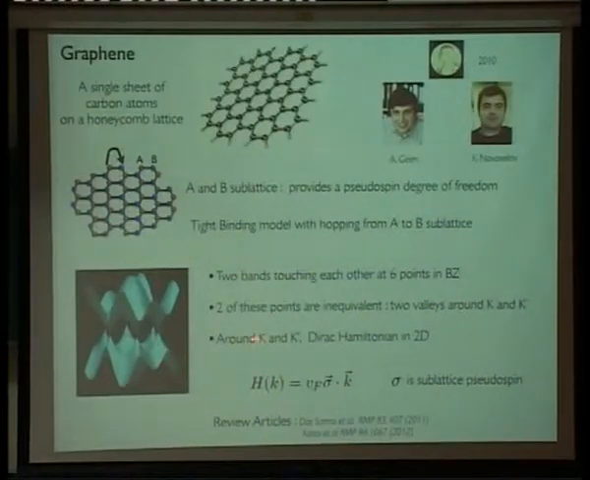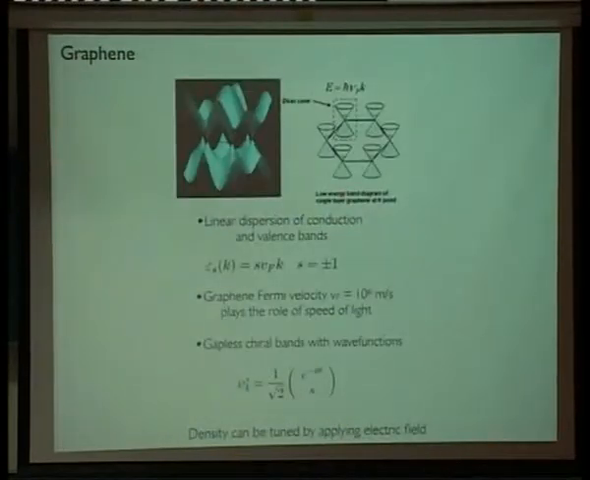Now if you expand around K and K prime, you'll see that the dispersion is linear, and we get a Dirac Hamiltonian in 2D. There are very nice review articles by Shankar and by Kotov et al., if you want to know more about this. So here is what graphene looks like. You basically have 6 Dirac cones, and in the end, we'll think of them as only 2 Dirac cones.